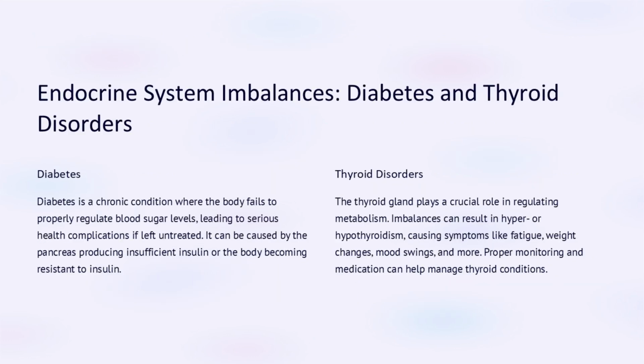Diabetes is a chronic condition where the body fails to properly regulate blood sugar levels. This can lead to serious health complications if left untreated. The root cause can be the pancreas producing insufficient insulin or the body becoming resistant to insulin. The thyroid gland plays a crucial role in regulating metabolism. Imbalances in thyroid hormones can result in hyper or hypothyroidism. Symptoms of thyroid disorders include fatigue, weight changes, and mood swings. Proper monitoring and medication can help manage thyroid conditions. It's important to understand both diabetes and thyroid disorders, as they are common endocrine system imbalances.